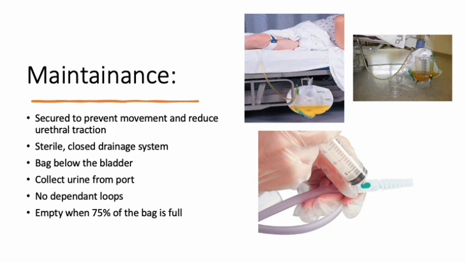Sterile closed drainage system should be maintained at all times, and catheter and urobag should not be disconnected at any time. The drainage bag should always remain below the level of the bladder. It should never be lifted above the bladder, which will lead to infected urine from the urobag going back to the bladder. Also avoid dependent loops or kinks, which lead to stasis and infection of the urine.